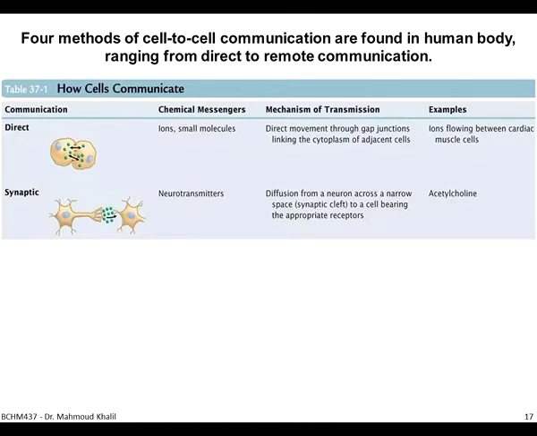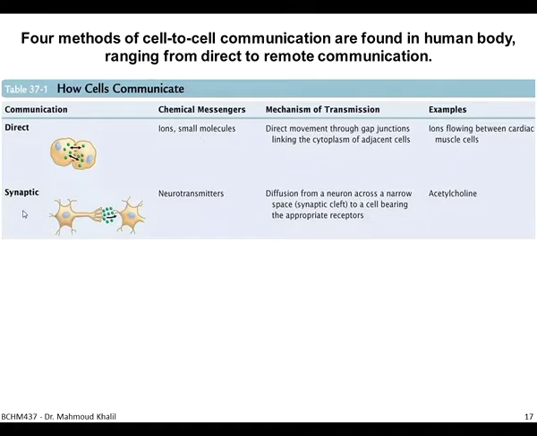The famous example of this type of direct signaling or direct communication is the ion flowing between the cardiac muscle cells. And you need to understand this is a very important way of communication, because the heart muscle, or the cardiac muscle, needs to be synchronized in its action of contraction and relaxation. So you can see there is a direct communication between each muscle cell in our heart.